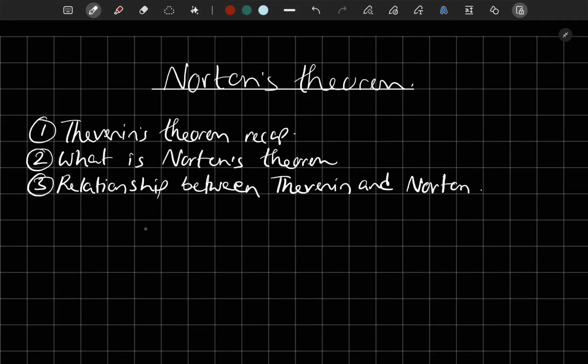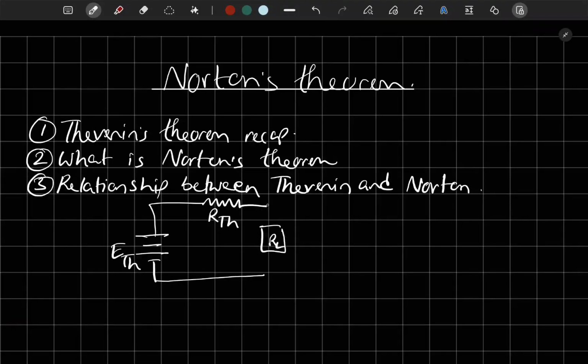Okay, so the circuit was something like this. There would be a voltage source. This is ETH, Thevenin's voltage. Then a series resistor. So this would be RTH, Thevenin's resistance. And just any load here, RL. Okay, so this was Thevenin's circuit, the simplified or equivalent Thevenin circuit.